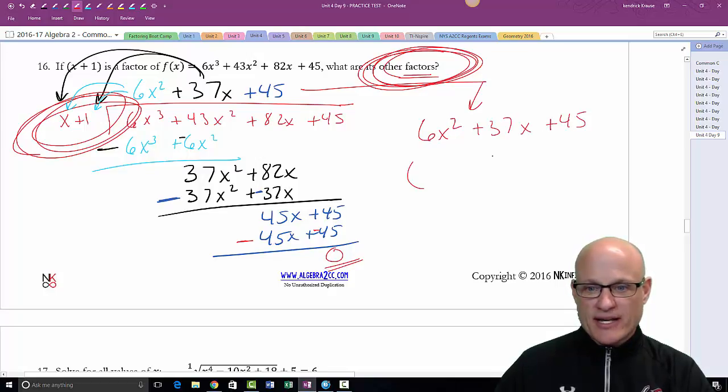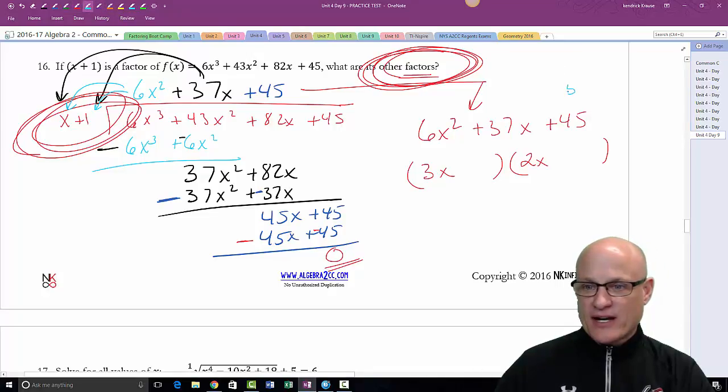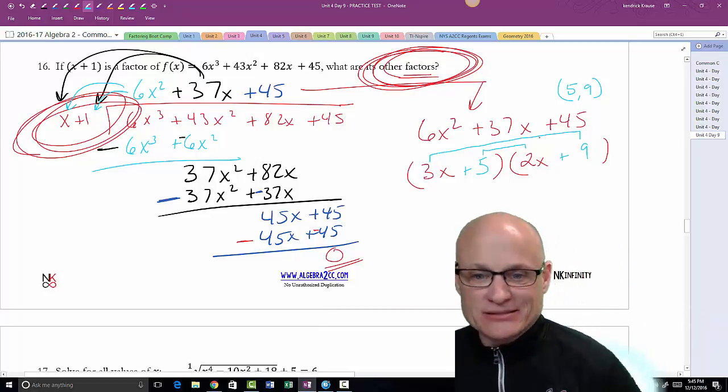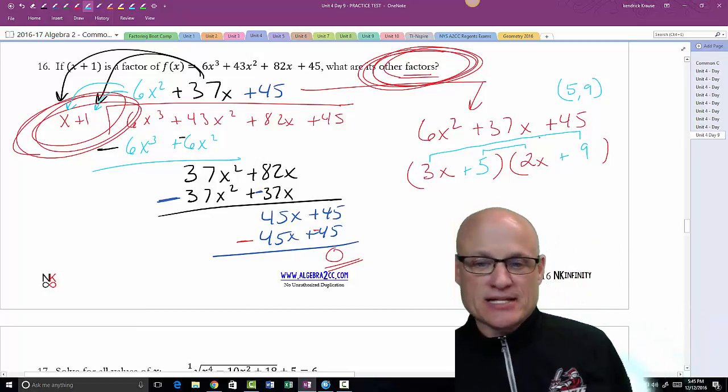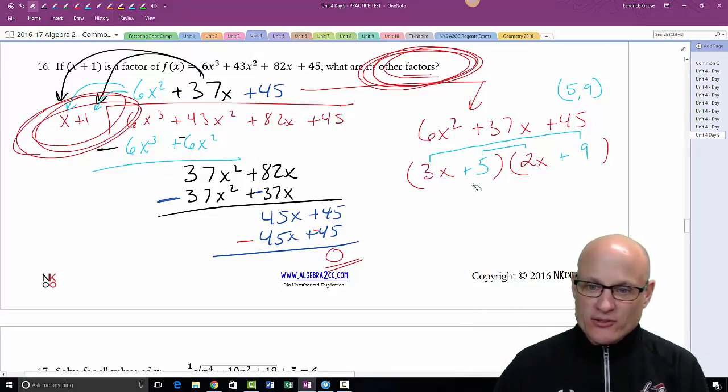So let's see. I'm going to start by guessing 3x and 2x. Now for 45, I'm probably going to guess 5 and 9. But I can't put the 9 here, so I'd have to put the 5 here and the 9 here. And I know that both signs have to be plus. Let's see, that's 45 and that's 10. That is not going to do it. So I can't put the 9 here, so that didn't work.